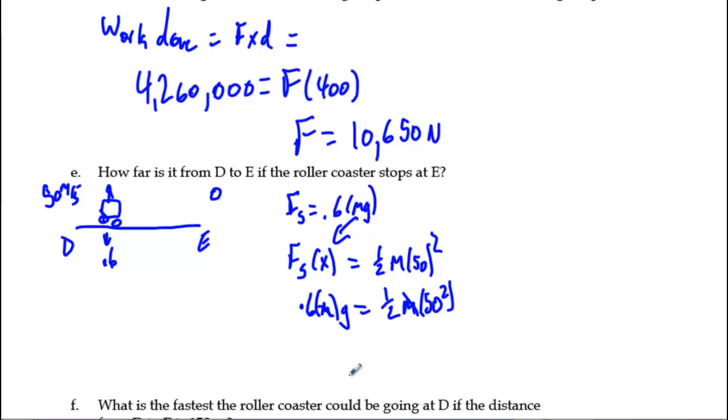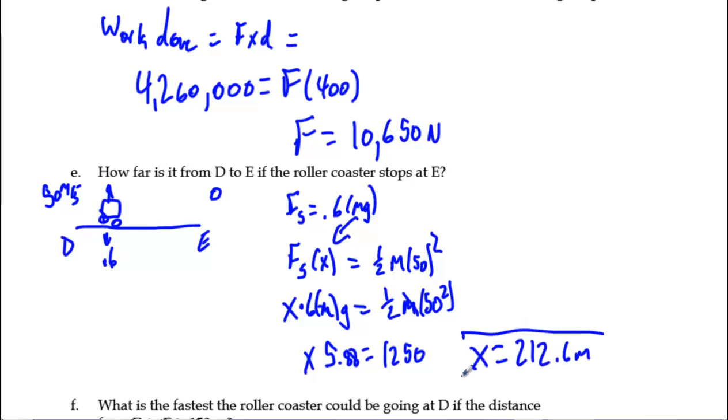0.6 times 9.8 gives me the left side, so 5.88, sorry, I lost my x. 5.88x equals 1250. That's 50 squared divided by 2. So I'm going to take my 1250, divide it by 5.88, and I see 212.6. X equals 212.6 meters. So that's how far it takes it to stop.